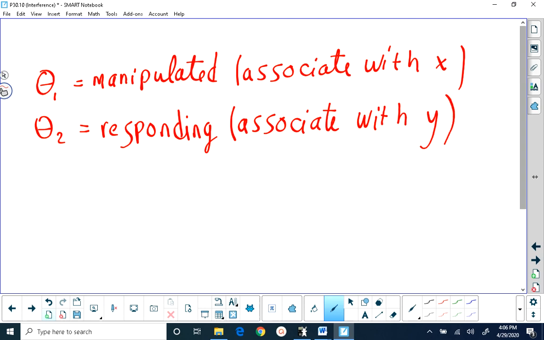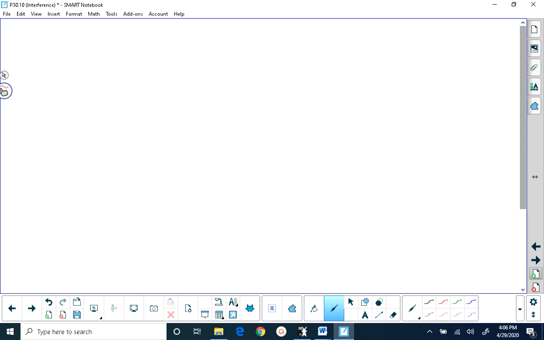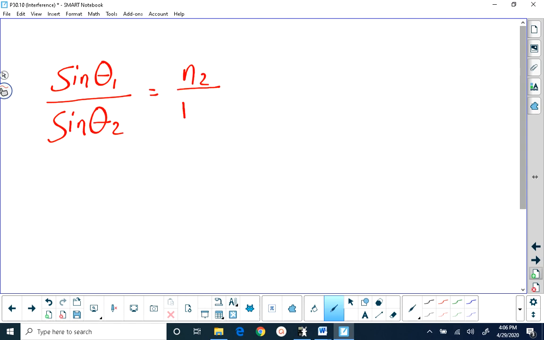The reason why we can't just plot those variables on the axes is we won't get a straight line. The reason we don't get a straight line if we were to do that is because the formula that has theta 1 and theta 2 in it is more complicated than just having theta 1 and theta 2. It actually has a trigonometric ratio. Sine of theta 1 over sine of theta 2 equals n2 over n1.